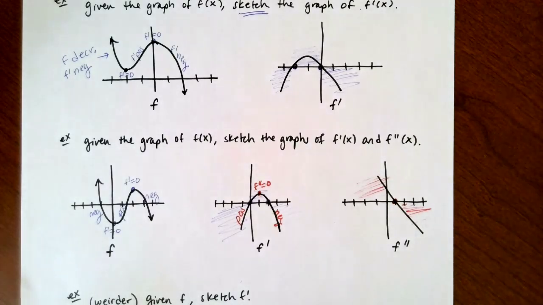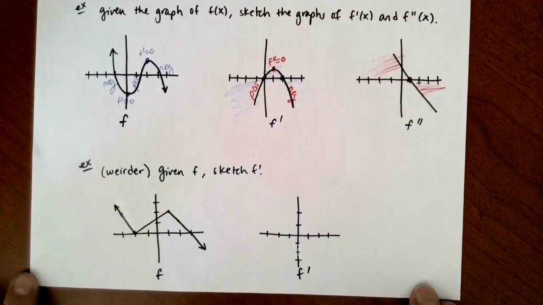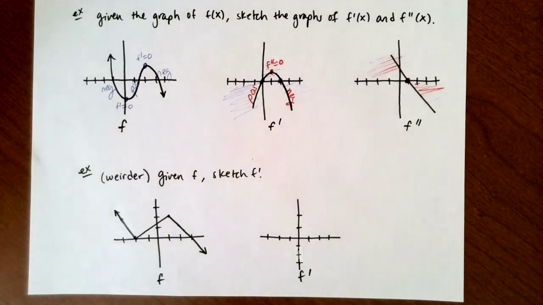All right, let's do one more example in this video, which is kind of the weird example at the end here. So this graph, as advertised at the beginning, has some corners in it. And it's also composed of straight lines otherwise. So this ends up being a very bizarre derivative graph answer.